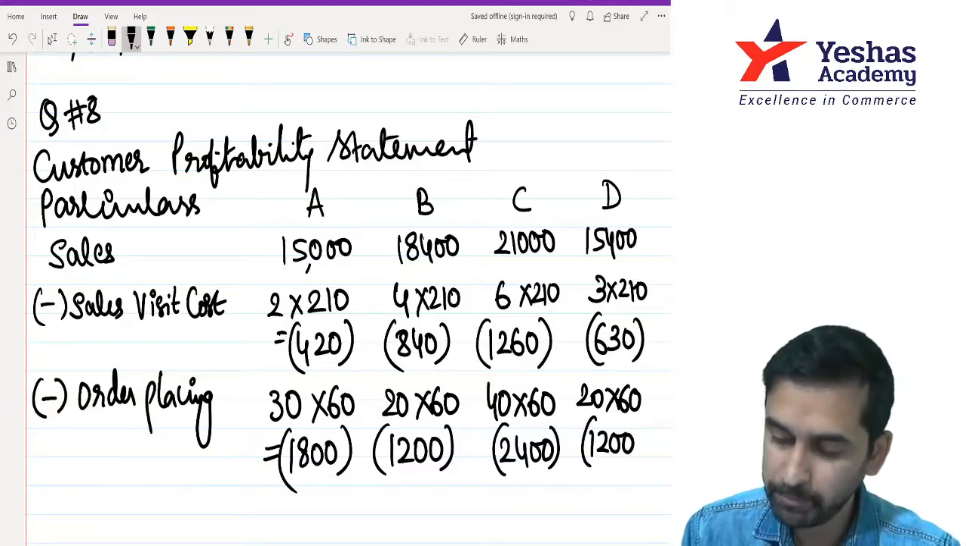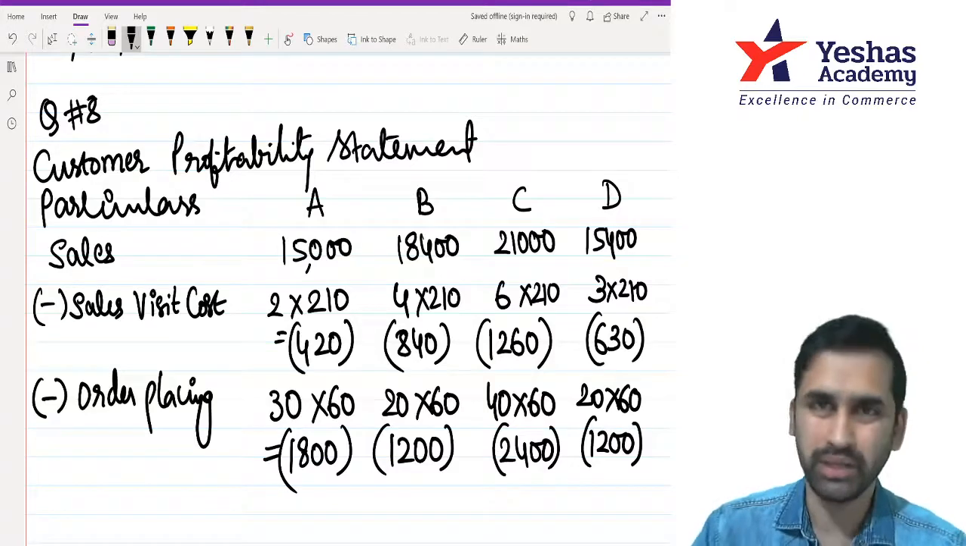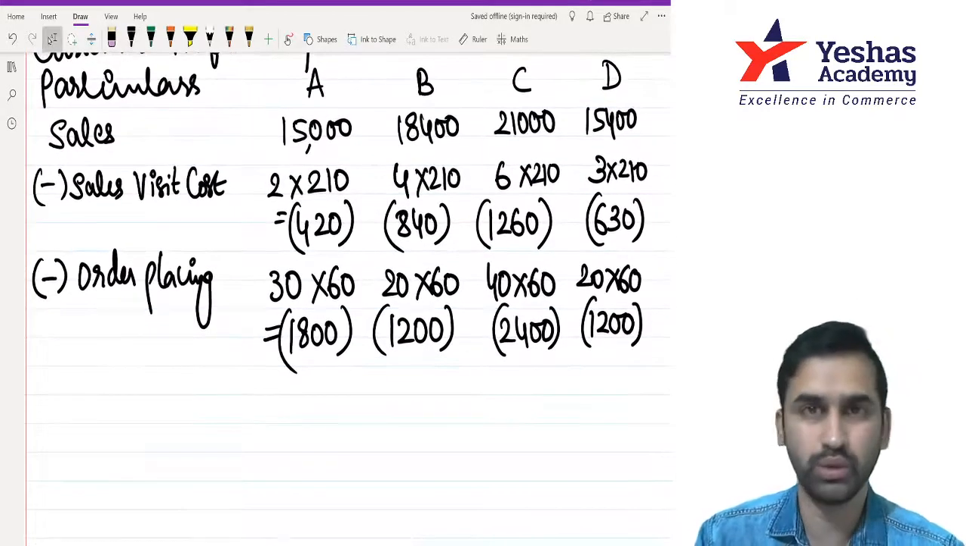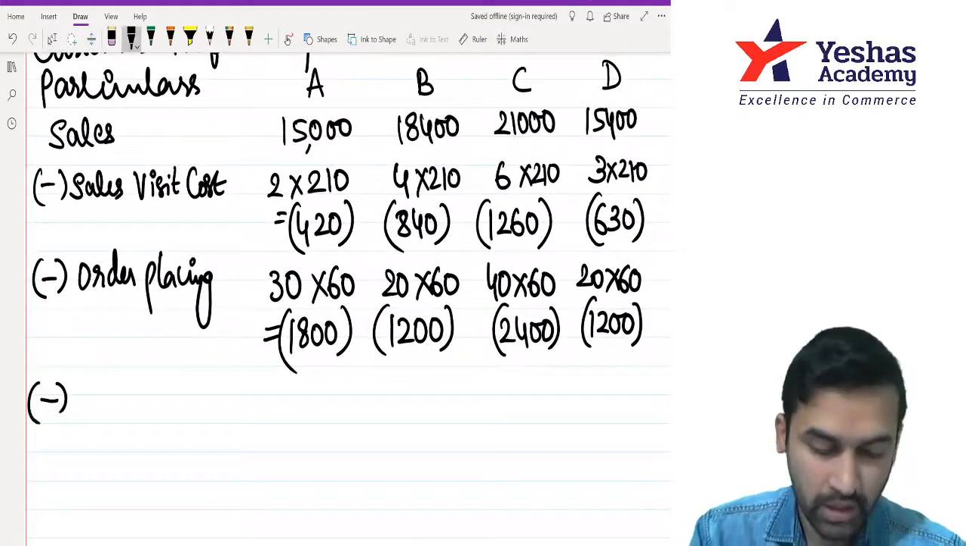All numbers are ready. Basic multiplication. No apportionment, no ratio, nothing. Yes. Next item. Product handling.